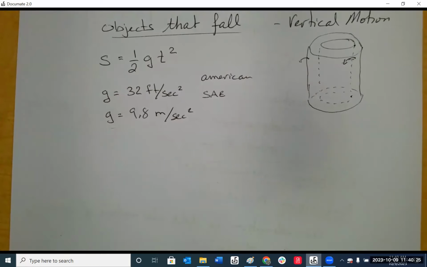And to be honest with you, when I learned physics in Germany, I was using 9.8. It wasn't until I came here and somebody was using the American units. I said, no, that's large. But then they were in 32 feet per second squared. So, all right, let's look at an example here.